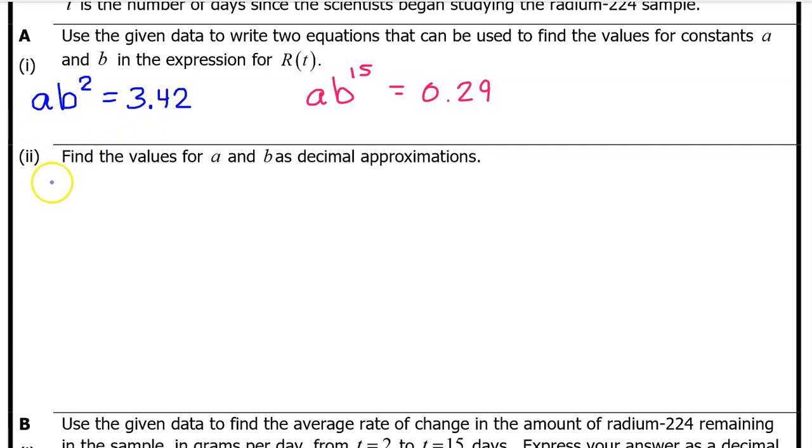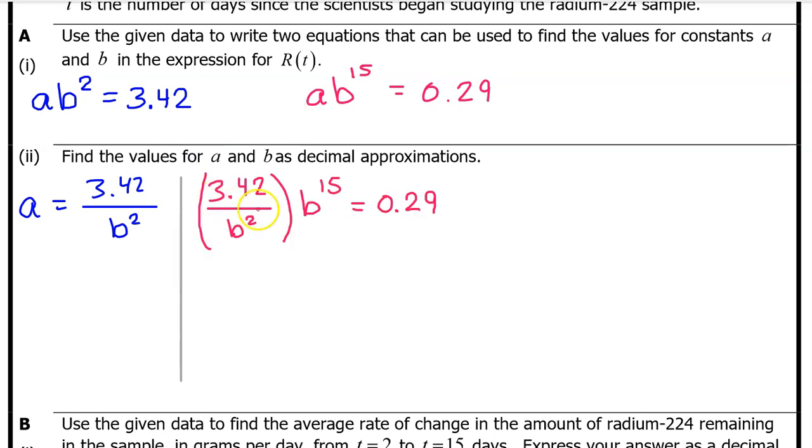Starting with the blue equation, we can get a by itself by dividing both sides by b squared. That gives a equals 3.42 over b squared. Now we can substitute this expression in for a in the red equation. So the red equation becomes this, but the b squared in the denominator will cancel out 2 of the b's in b to the 15th power, leaving b to the 13th power. So the red equation becomes 3.42 b to the 13th power is equal to 0.29.